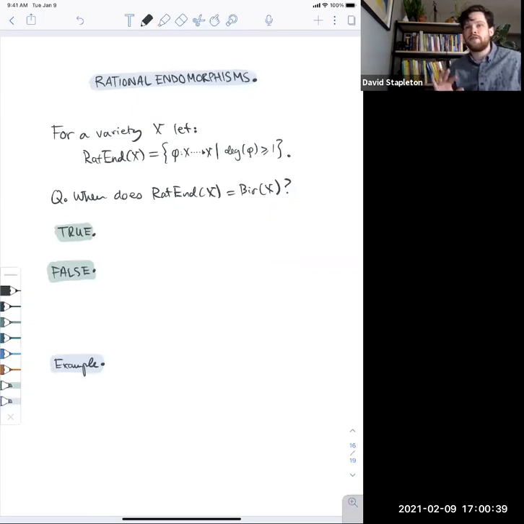And so it's still very interesting to study it, but when you study it, there's no reason not to be studying the rational endomorphisms of projective space, which is very different than studying the rational endomorphisms of the generic Fano variety in high dimensions.